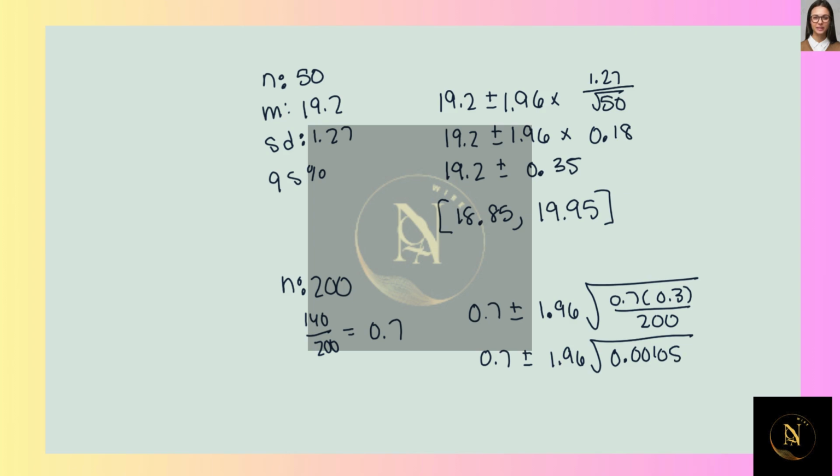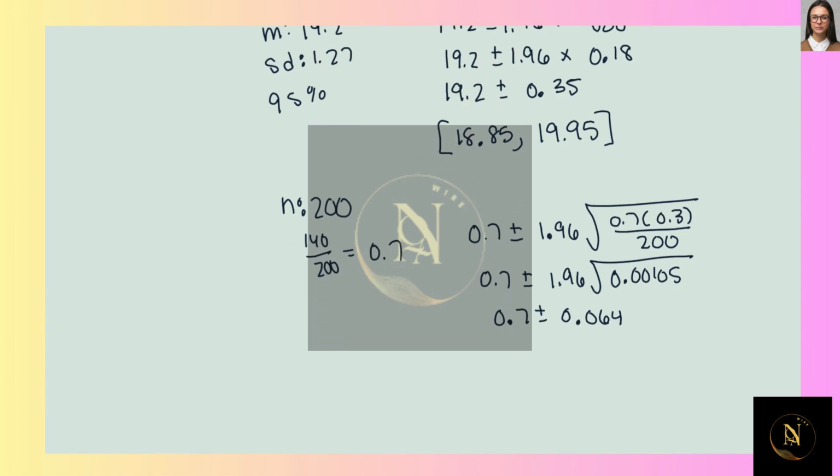So that is 0.00105. So the square root of 0.00105, and that's 0.7 plus or minus 1.96 times that, and that is 0.064. 0.7 minus 0.064, and that's 0.636, comma, and then adding that together is 0.764.